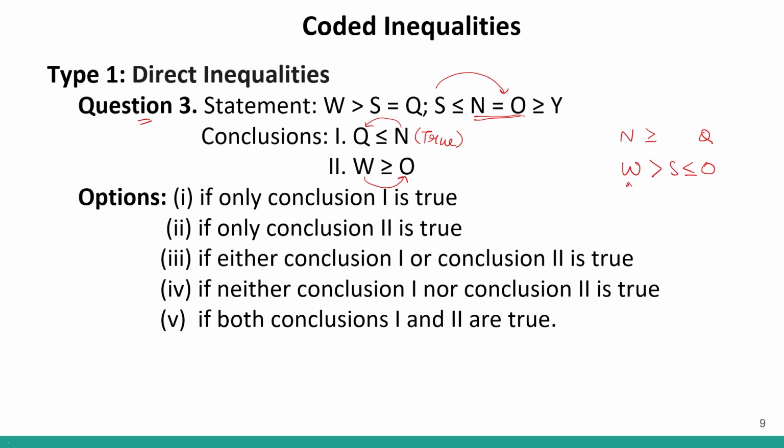So can we find a definite relationship between w and o? No, because they are both bigger than s. But what is the relationship between w and o? That cannot be established. So this statement will be false. So my answer will be that only conclusion 1 is true. Correct? This will be my answer.